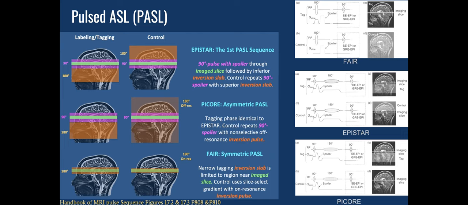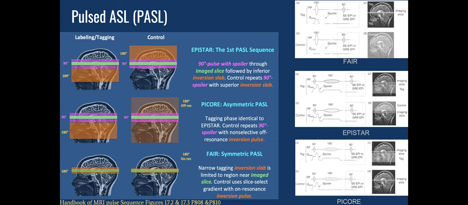Following the saturation pulse, a spoiler gradient is typically used to dephase the magnetization, and it can be noted that the spoiling gradient lobe is bridged with the slice selection gradient lobe. After the saturation pulse and its associated spoiler, a spatially selective inversion pulse, that's the tagging pulse, inverts spins within an adjacent slab proximal to the imaging slice.